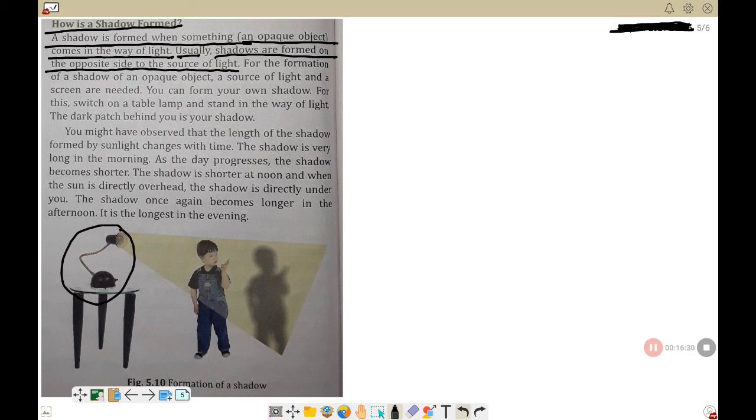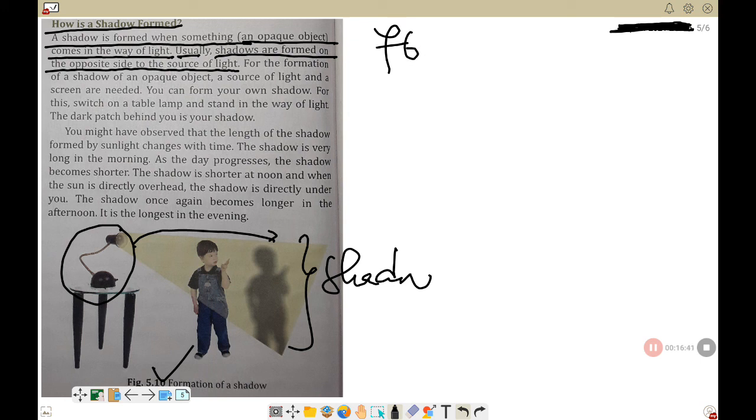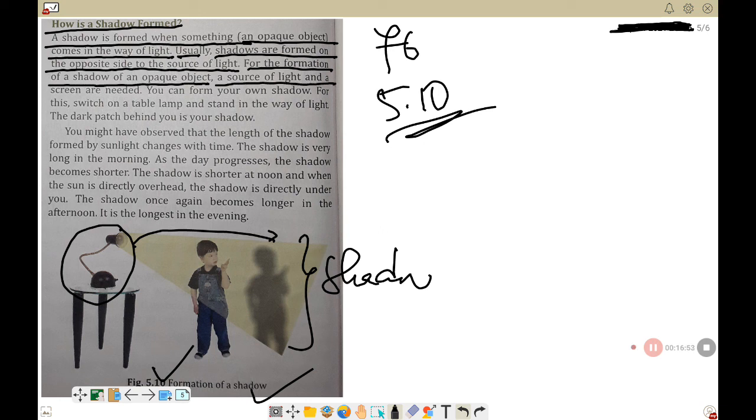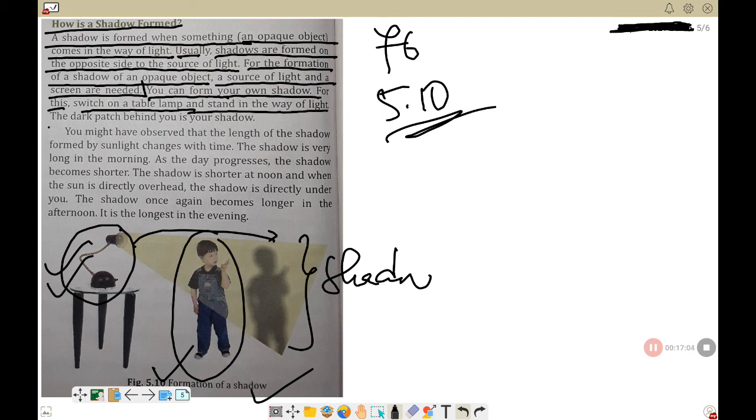So the source of light is here; exactly opposite to it, what forms? Shadow. Understand? So here you have a picture also on your page number 76. If you see figure number 5.10, you will see this formation of shadow. So for the formation of the shadow of an opaque object, a source of light and a screen are needed. You can form your own shadow. For this, switch on a table lamp. So here you have a table lamp, and you stand in the way of the light. The dark patch behind you is your shadow.